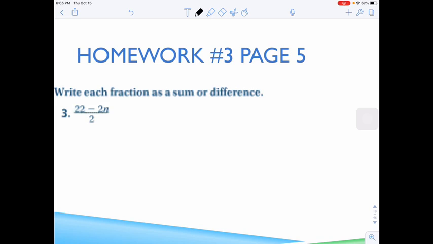So for problem number 3, write each fraction as a sum or difference: (22 minus 2n) over 2. Be sure to check if you can simplify.